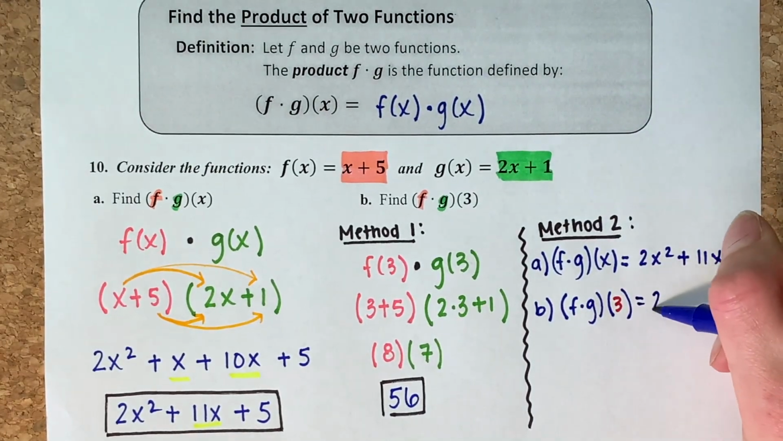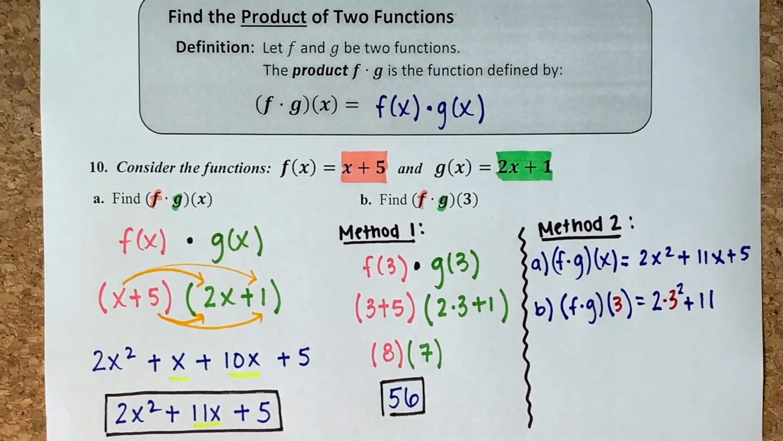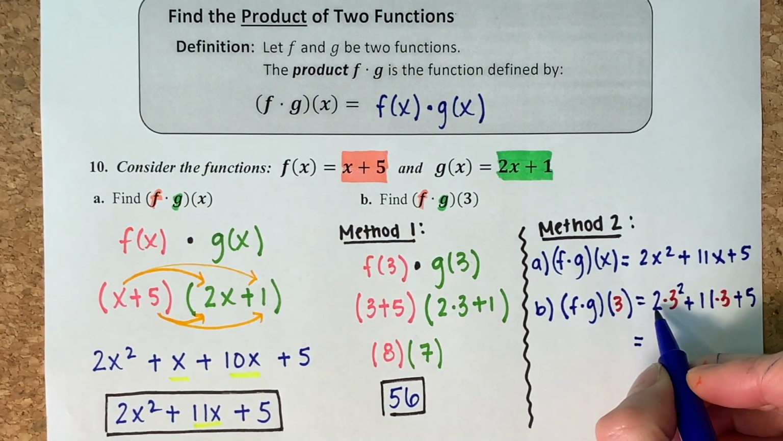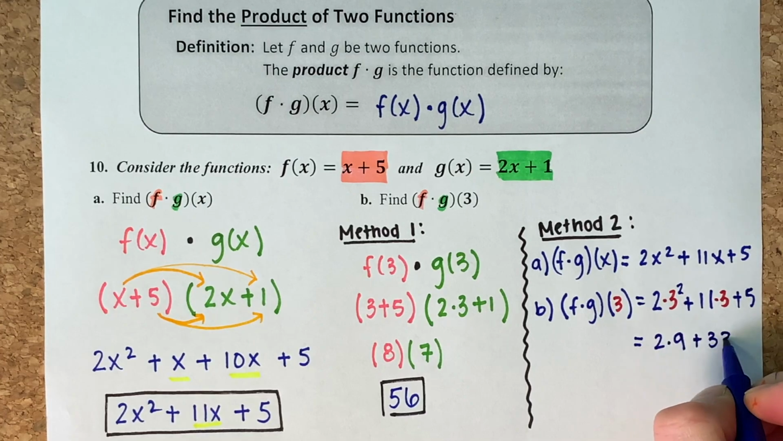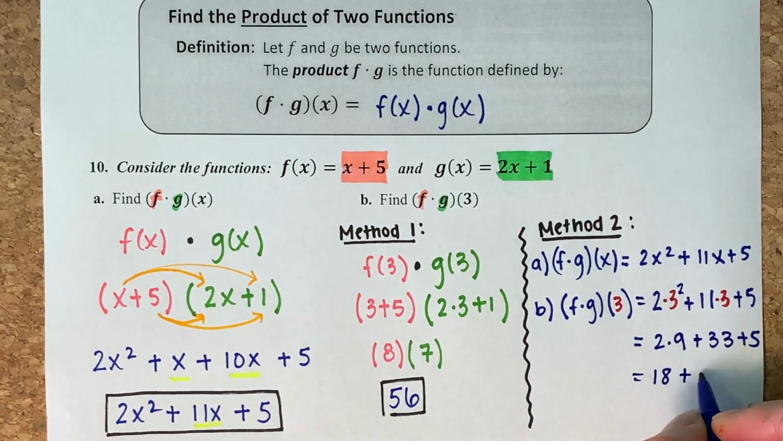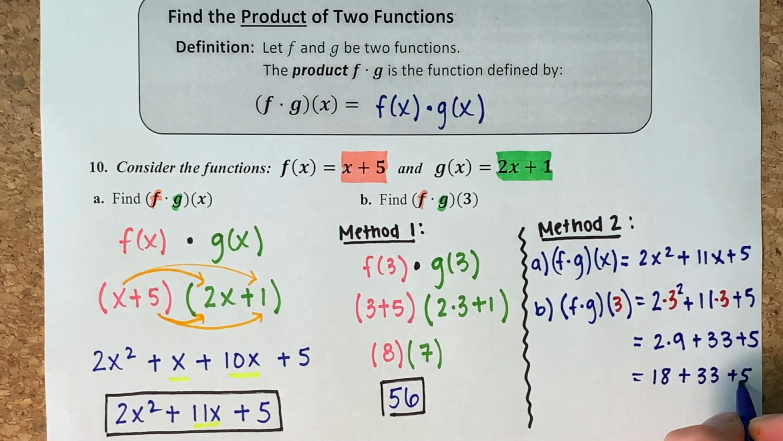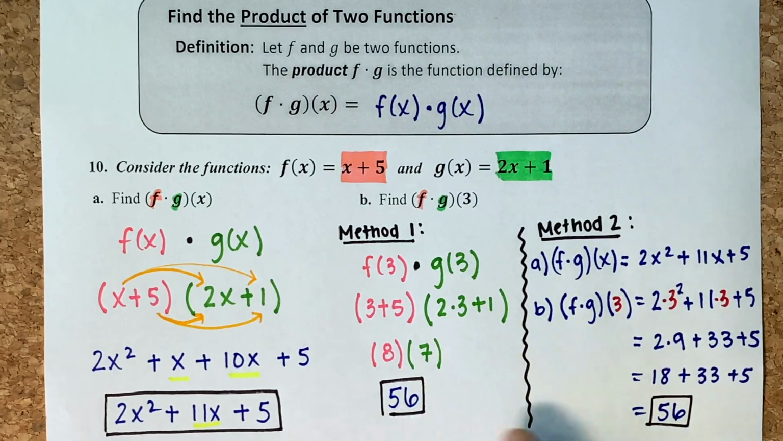That will give us 2 times 3 squared plus 11 times 3 plus 5. And if we simplify, this will leave us with 2 times 9 plus 33 plus 5, which will leave us with 18 plus 33 plus 5, which will give us 56. So notice these are just two different approaches that both give us the same answer.